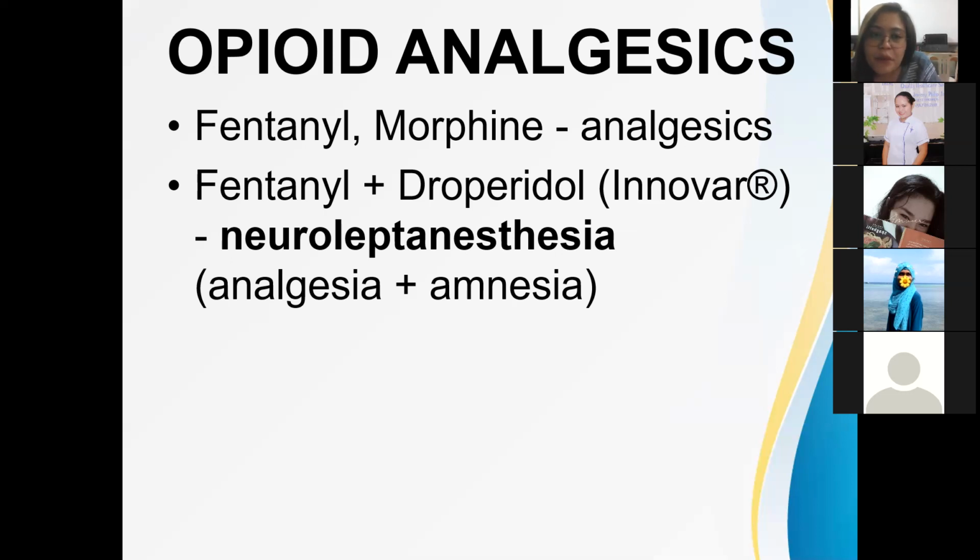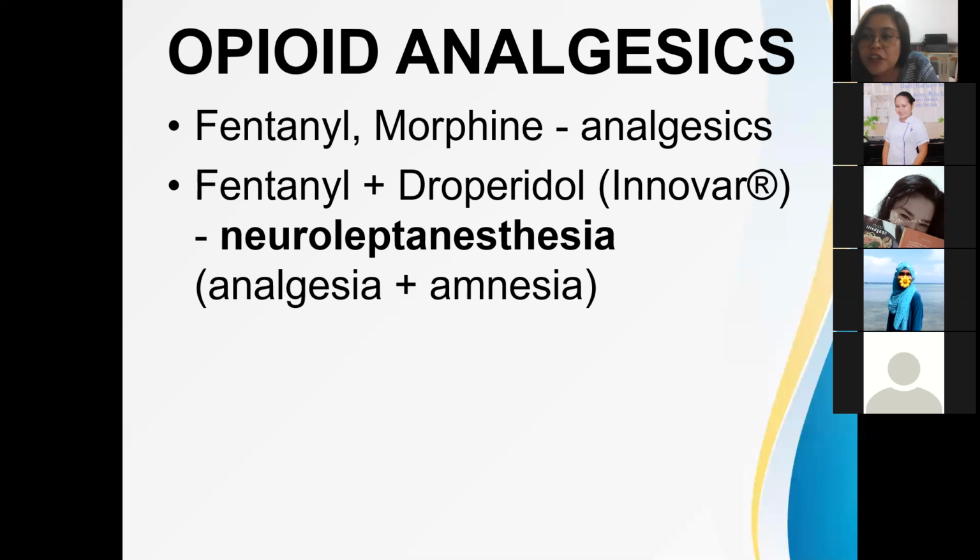So next, this is a board exam question, class. There is a combination drug of fentanyl with droperidol. The brand name in the market is Innovar. When you combine the two, the patient will experience neurolept anesthesia. When you hear the term neurolept anesthesia, that means analgesia plus amnesia. Fentanyl by itself is just an analgesic.